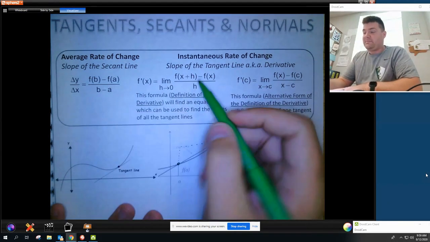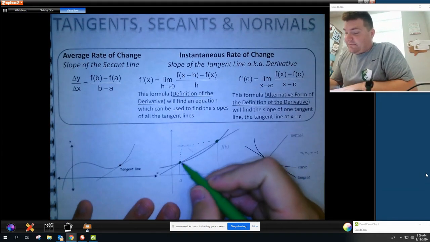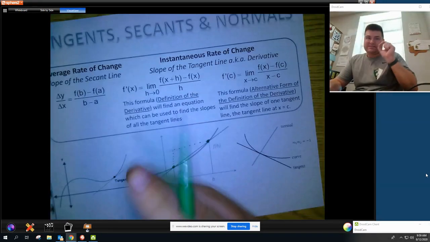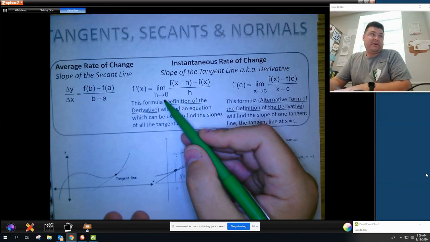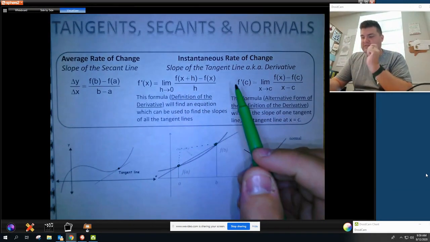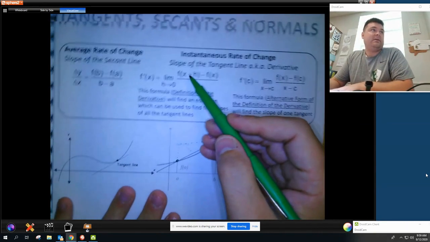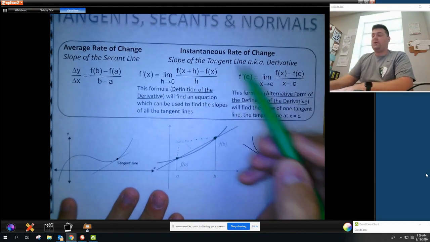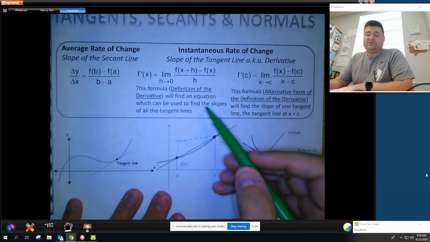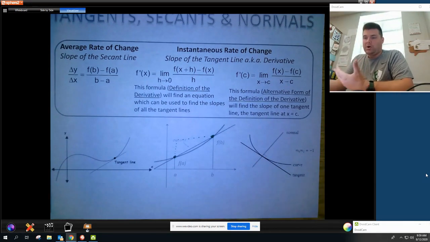These formulas are the same, but the difference is that instead of a secant line, we're trying to make it so that there is no space. That's why the limit is going to 0. That just really means that there is no space in between. And this is what we call the definition of a derivative, and you can use this equation to find the slopes of all tangent lines.